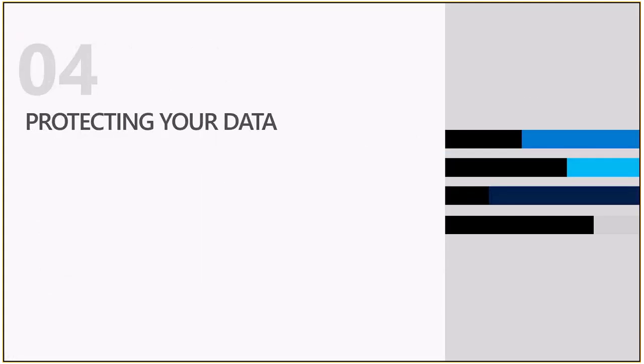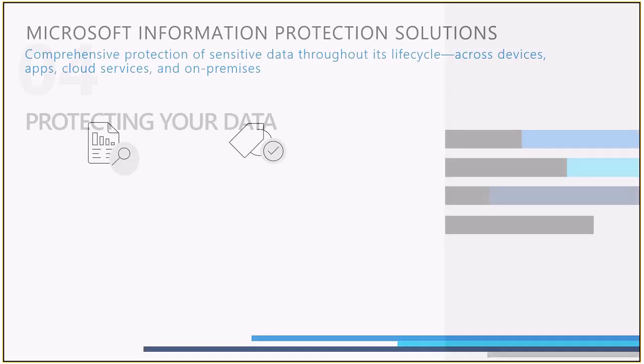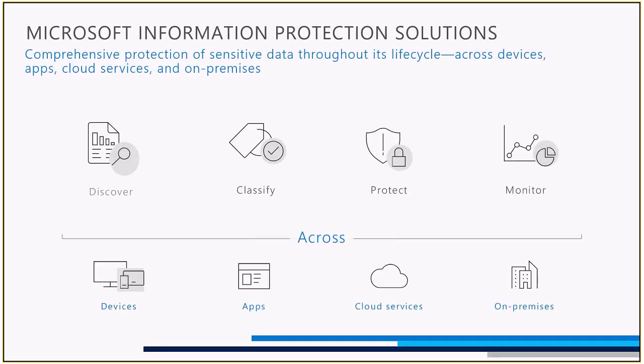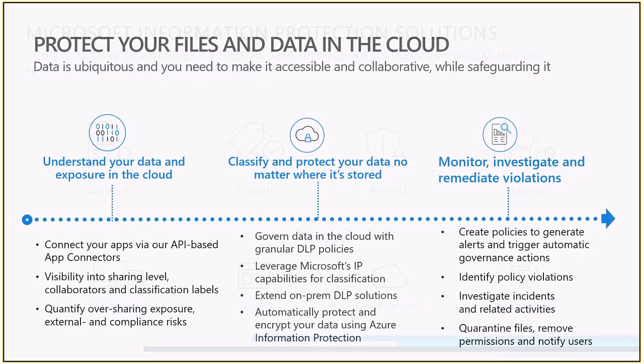Other use case, protecting your data. So Cloud App Security natively integrates with Microsoft Information Protection solution and lets you continue with the process that you've probably defined in your company using Discover, Classify, Protect, and Monitor. So how can we do that? The first thing that you can do using Cloud App Security is first getting information about the files that are stored in your cloud applications.